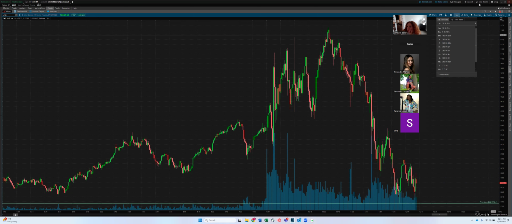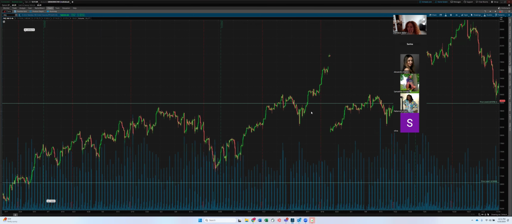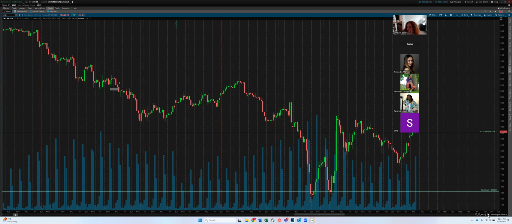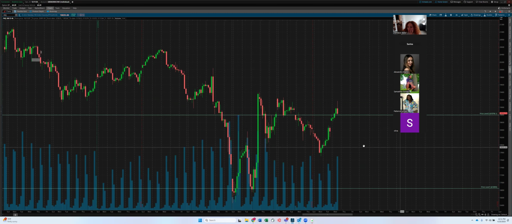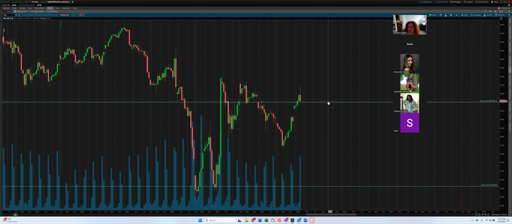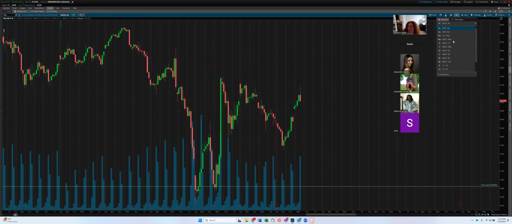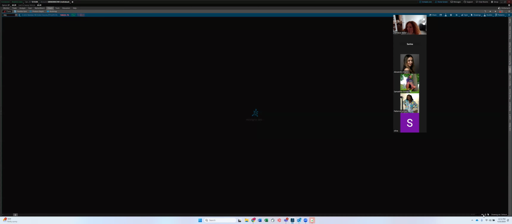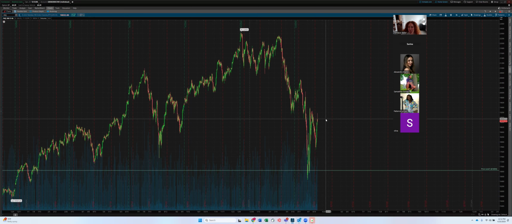Okay, so I'm on NQ. Let's just look around. What was this? I don't know what this was. And NQ, sometimes it can look really similar to ES. Yeah, I noticed that.